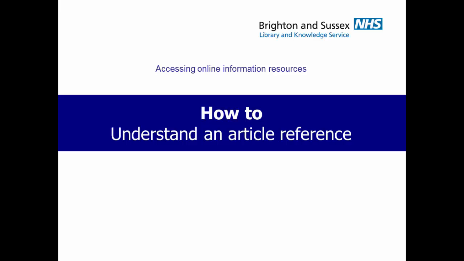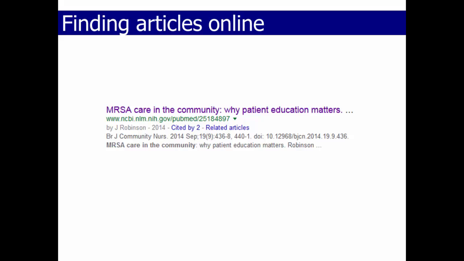Part 3, how to understand an article reference. When you find an article through Google or PubMed or another source, it's not always possible to immediately access the full text. But if you know when and where it was published, you can often access it through the library with your NHS Open Athens account.